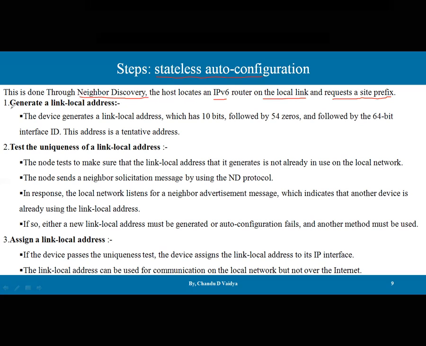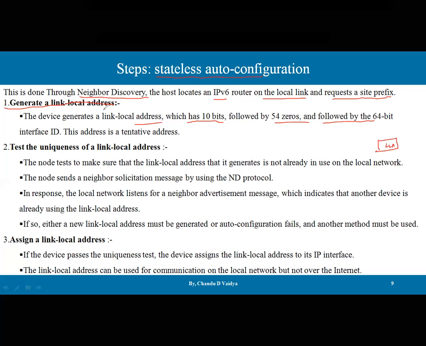Very first, it generates a link local address. On this computer, the link local address is generated automatically. The device generates the link local address, which has 10 bits followed by 54 zeros and followed by the 64-bit interface ID, and this is the tentative address. How is it generated? It is generated on the basis of the EUI technology, which we discussed earlier.